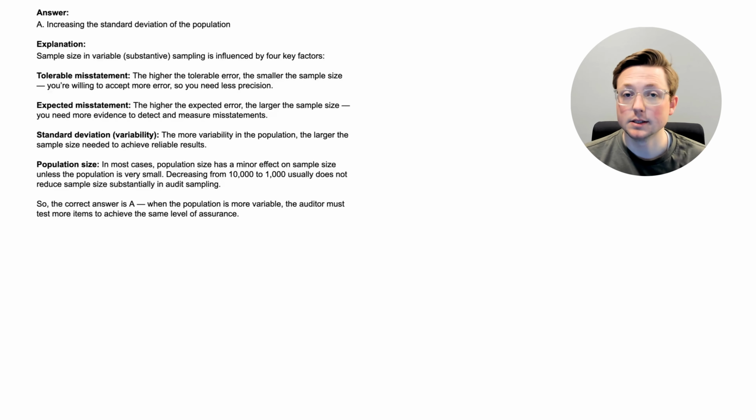So the correct answer is A. When the population is more variable, the auditor must test more items to achieve the same level of assurance. Again, increasing the standard deviation of the population is the correct answer there.